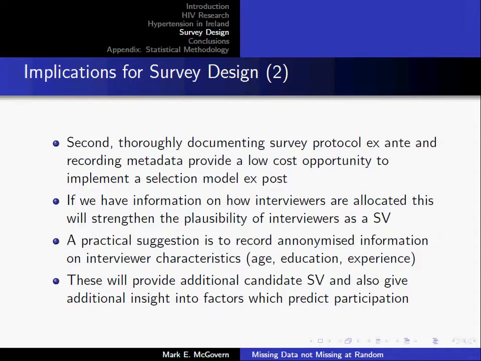Especially useful if we know how our interviewers were allocated. So it's written down in the survey manual exactly the process through which interviewers were sent to respondents. Even if it's not random, if we have information on the matching, that could still be useful to implement.